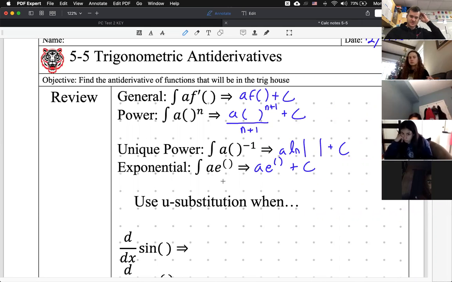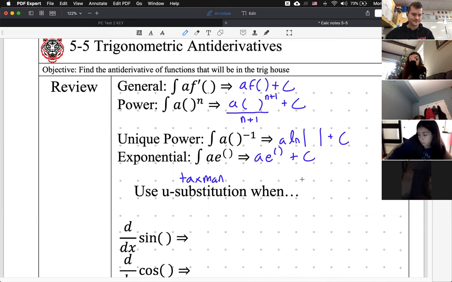And then use substitution, or what we've been calling taxman. So use substitution or use taxman. The general rule of thumb is to always use it and you'll never be wrong, because it works even when you don't need to use it. But when do you have to use it? When do I have to use which one? Taxman, substitution, either one?